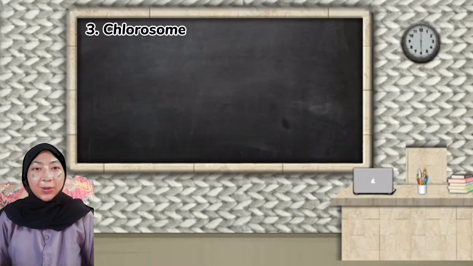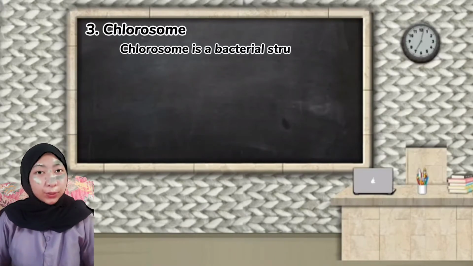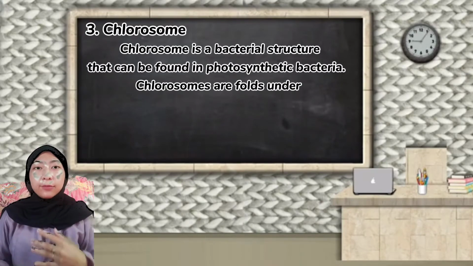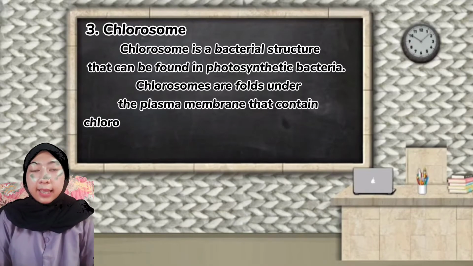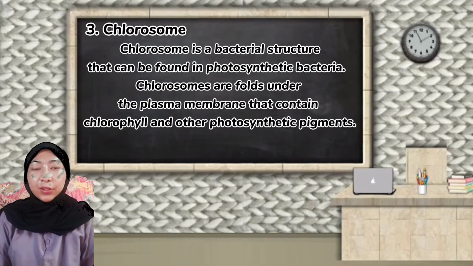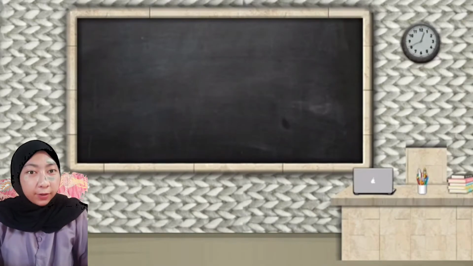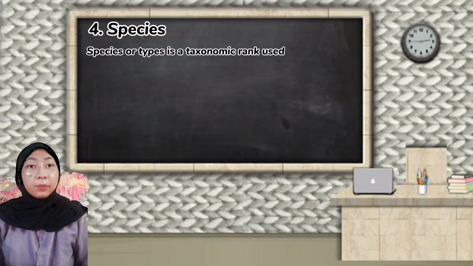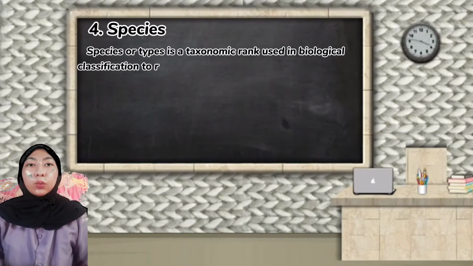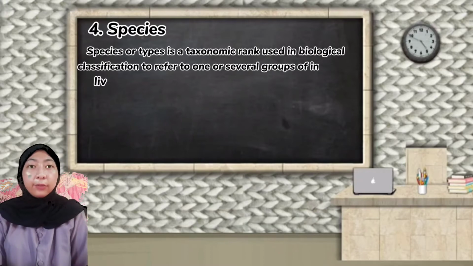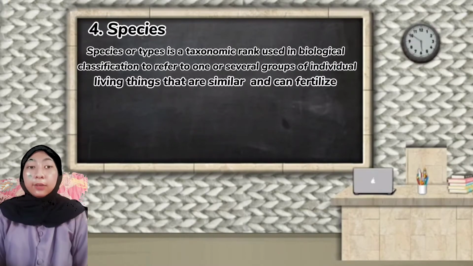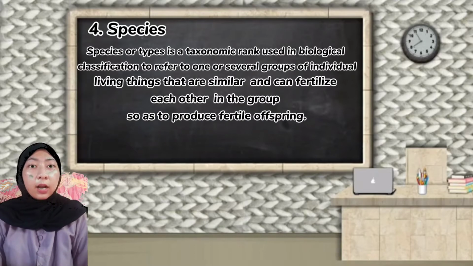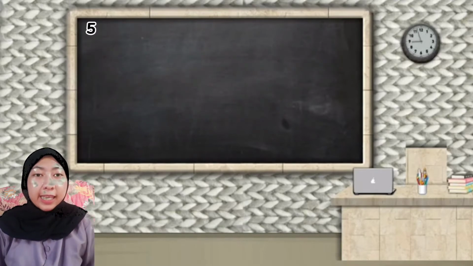Number 3 is chlorosome. Chlorosome is a bacterial structure that can be found in photosynthetic bacteria. Chlorosomes are found under the plasma membrane and contain chlorophyll and other photosynthetic pigments. Number 4 is species. Species, or type, is a taxonomic term used in biological classification to refer to one or several groups of individual living things that are similar and can fertilize each other in the group so as to produce fertile offspring.